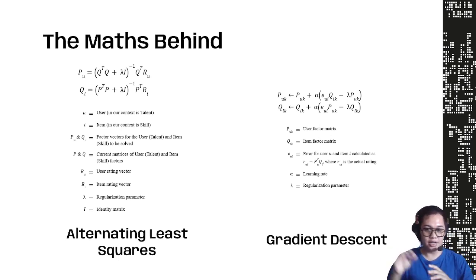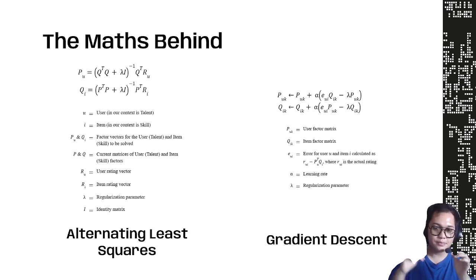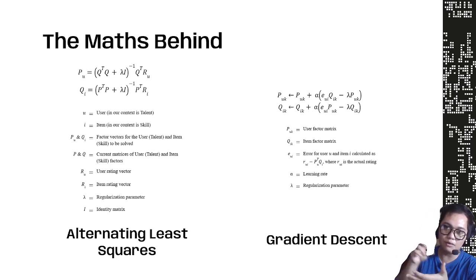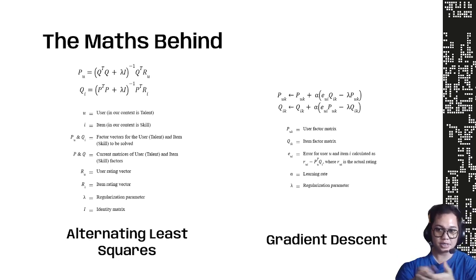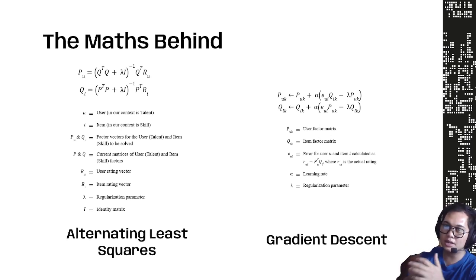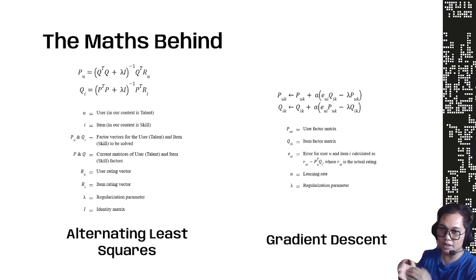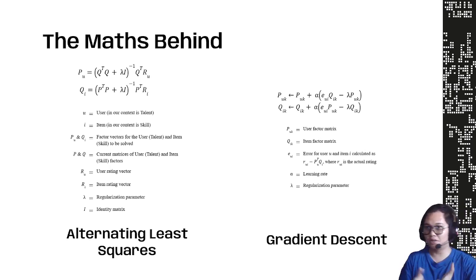error, where rui is the actual rating minus the transpose of the p matrix, the user factor matrix, times qi, the item factor matrix. That's why we got the error. And then we have alpha as the learning rate, and lambda is the regularization parameter.